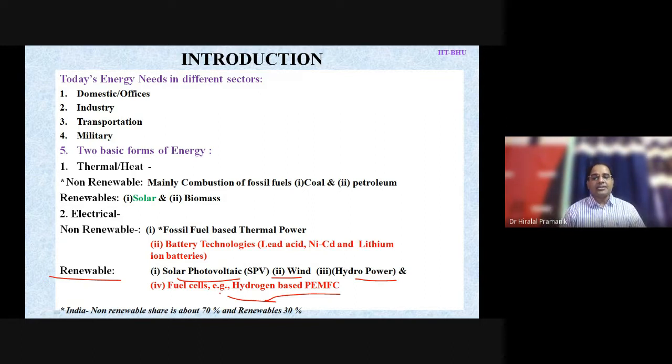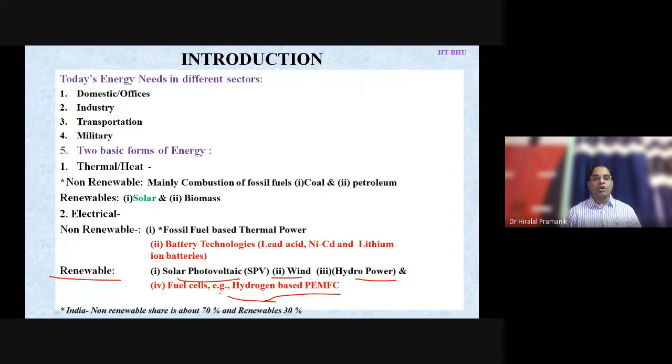It's just like an IC engine, but the mechanism is electrochemical, which, with the help of an electrochemical reaction, splits the hydrogen molecule and gives electrons and H plus ions. Then the electrons flow from one electrode to another. It gives the electricity, and that's why it is renewable in nature.